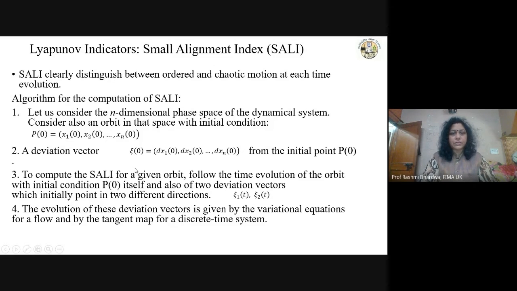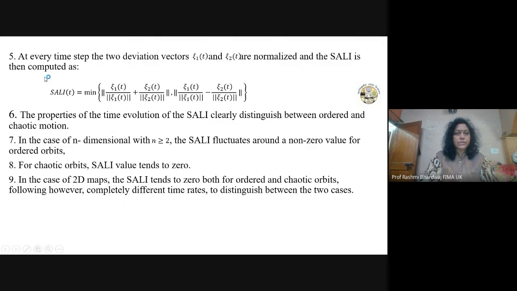We are calculating its deviation vector, meaning how much it has deviated, and then calculating the value at each step. So SALI is nothing but the minimum of the norm of the deviation vectors, the orthonormal vectors: the norm of the sum of the two deviations and the norm of the difference of the two deviations, and then taking the minimum of those. So this time evolution property of SALI clearly distinguishes between ordered and chaotic motion.